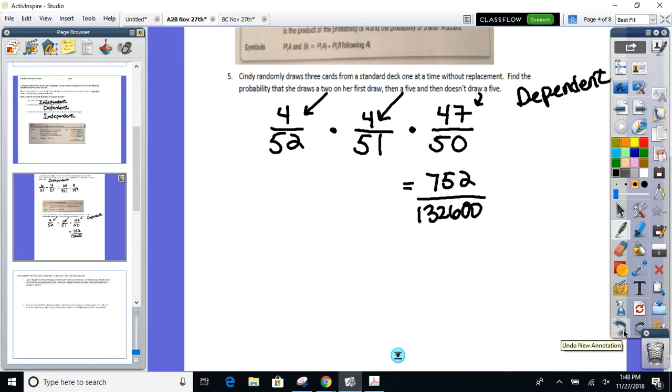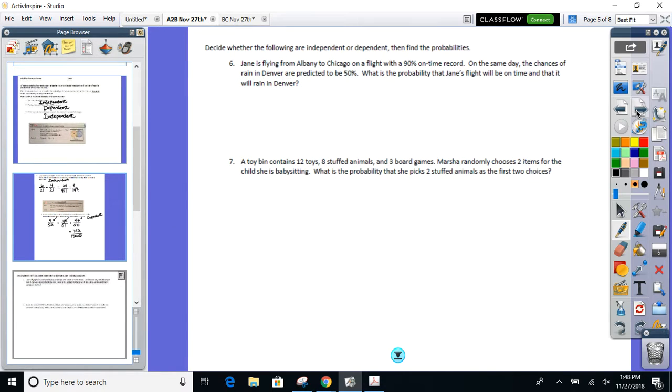All right. How are we doing? All right, a little word problem. Hey, Jane is going to take a flight, Albany to Chicago. 90% chance it's on time. First time we've dealt with a percent. On the same day, there's rain in Denver, which is going to be 50%. What's the probability her flight's on time and it also rains in Denver? So both happen at the same time.